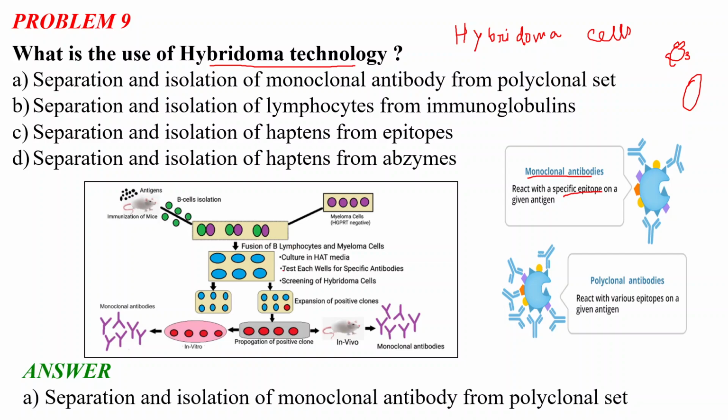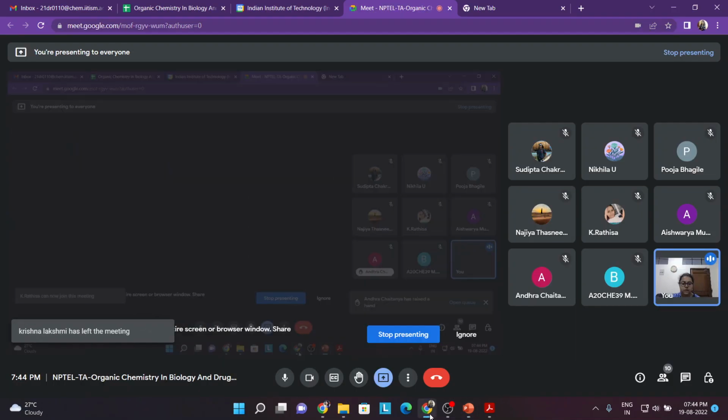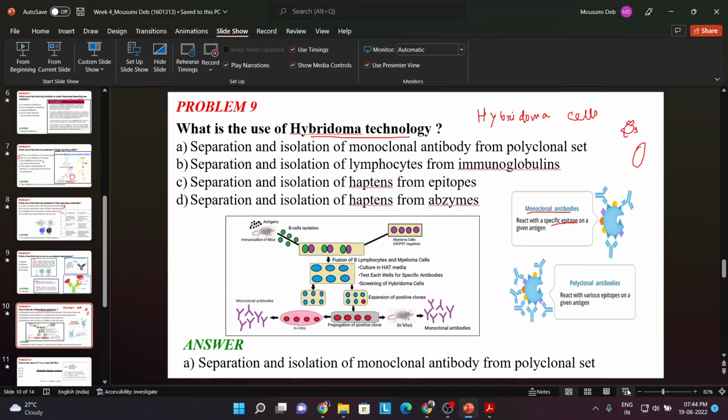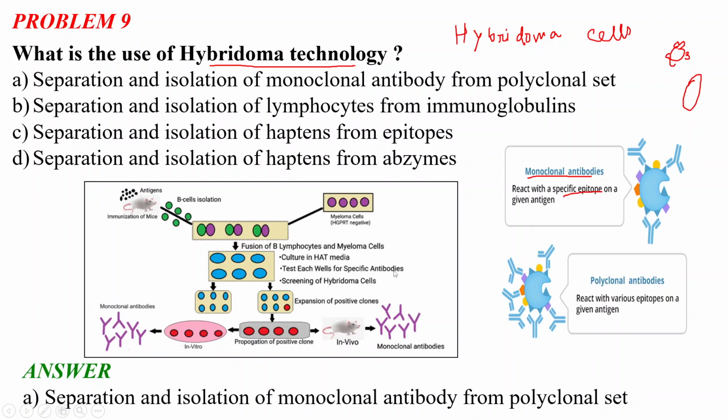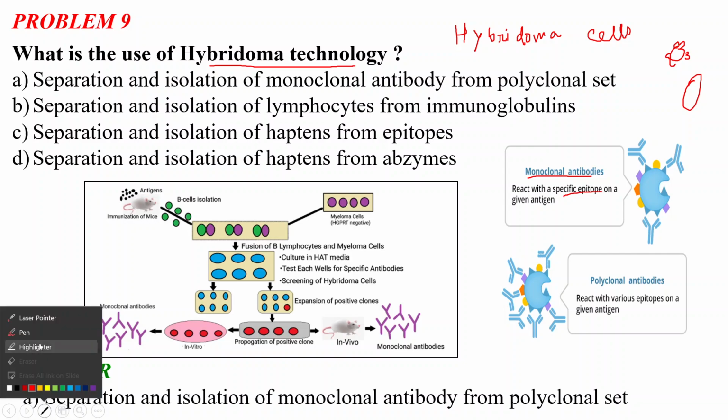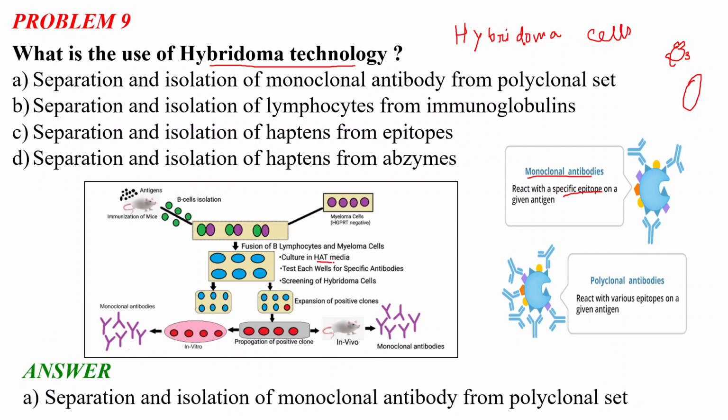Now these cells are cultured in the HAT media. It is a medium for the cells, where the cells are actually cultured. There are many culture media, and different media are used for different purposes. For this purpose, the HAT medium is used. It is good to remember this name, HAT media, which is used for the culture of the hybridoma cells. Then the cells are screened, and after propagation of the positive clones, the monoclonal antibodies are separated from the polyclonal set.